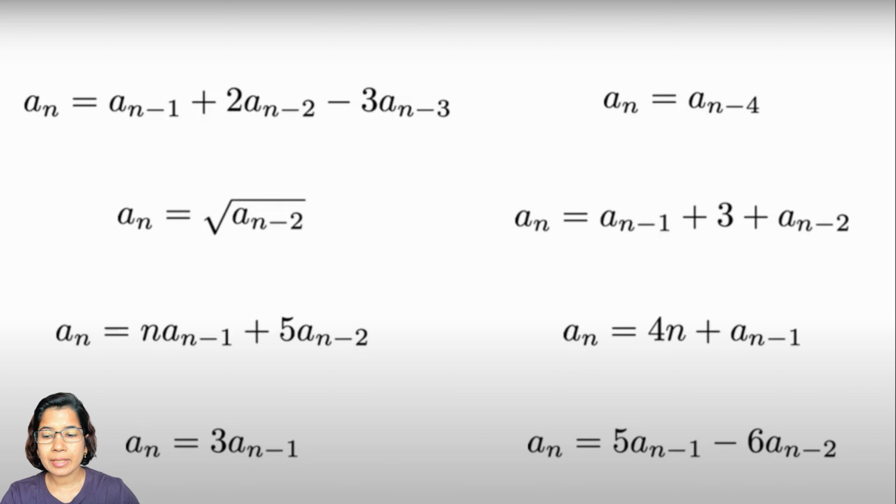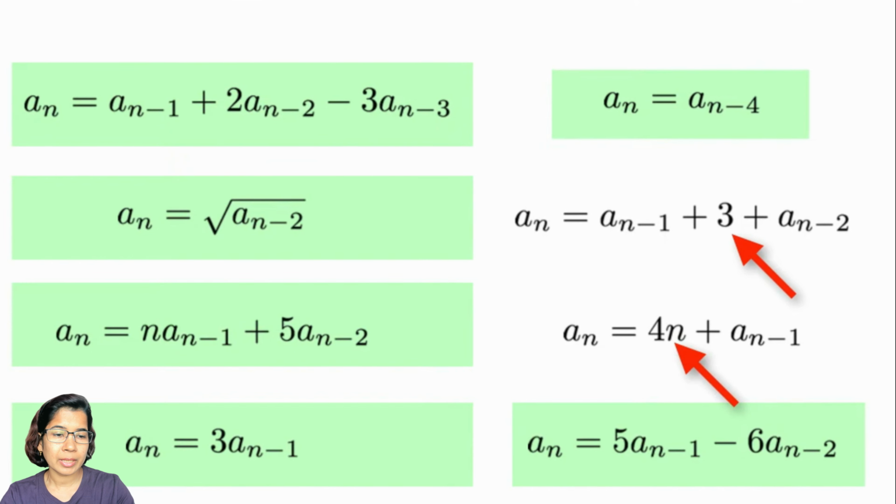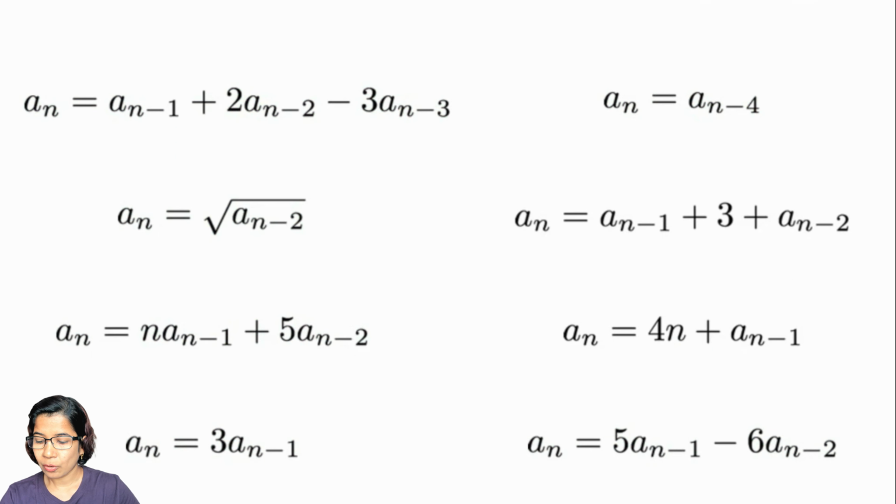Next, which of the recurrence relations are homogeneous? Homogeneous means all terms have at least one term of the sequence. Here all these recurrence relations are homogeneous. These two are not, because here there is a 3 and here it is multiplied by n. That's why except these two, all recurrence relations are homogeneous.